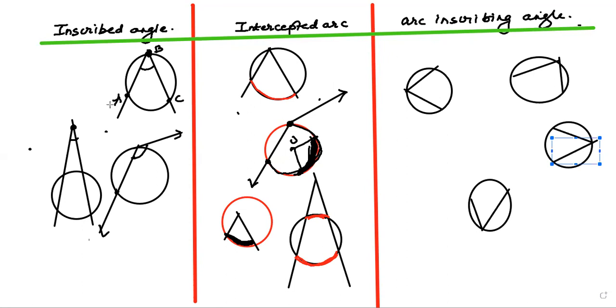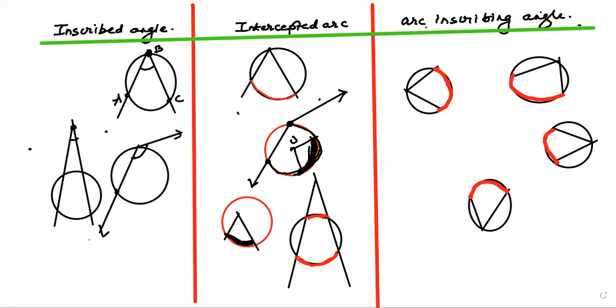Now, when you ask me what are the intercepted arcs, you can see here, children, you can easily come to know which are the intercepted arcs. I'll just show it to you, children. Like here, this is an intercepted arc. The red color arc is an intercepted arc.